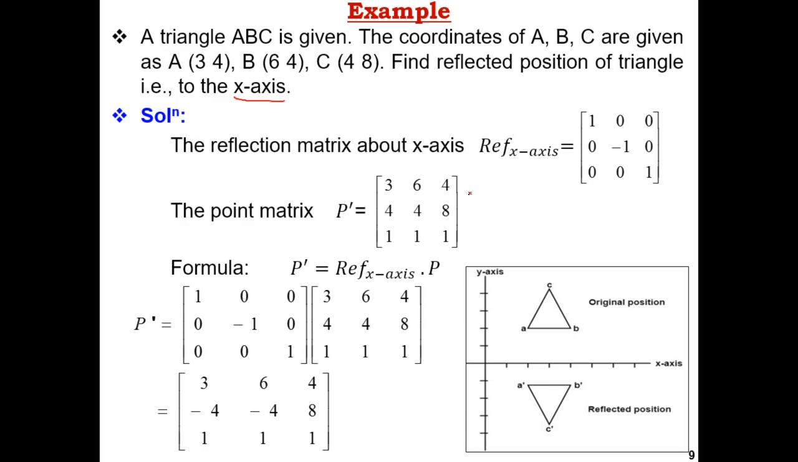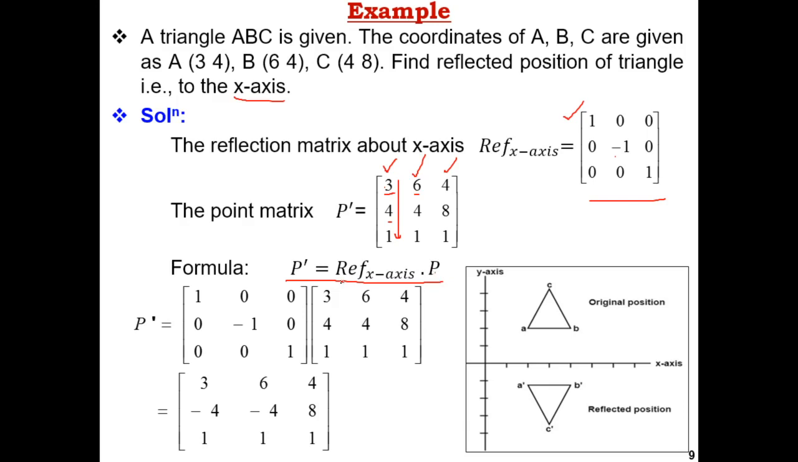It is just matrix multiplication, and the reflection matrix is a homogeneous matrix. You can see that this is the standard reflection matrix, which we have taken. And the point matrix is this. This is A, this is B and this is C, written vertically here. So this is x, this is y and 1; x, y, 1 for the B vertex and likewise for the C vertex.